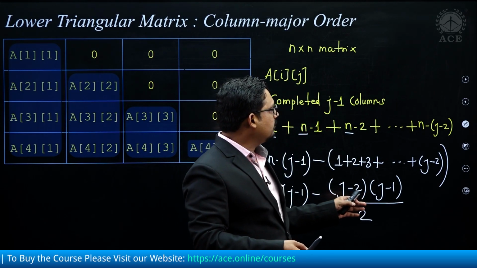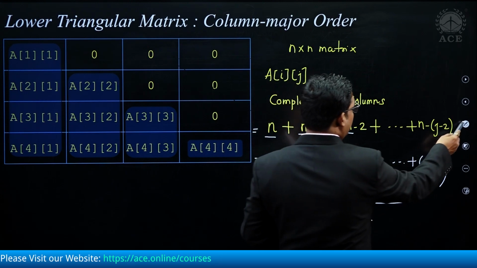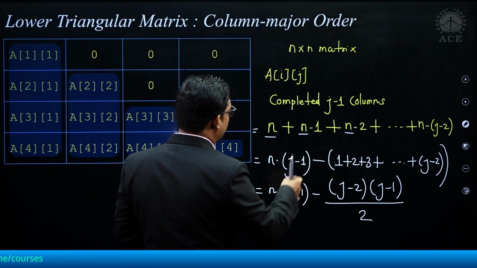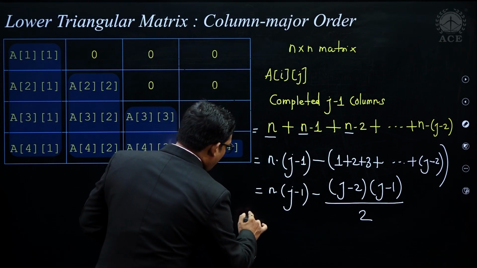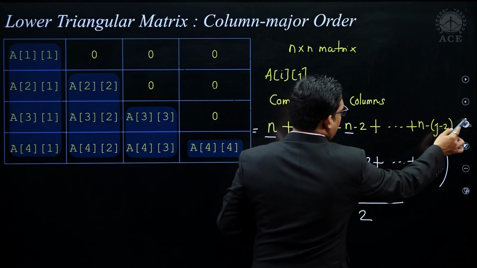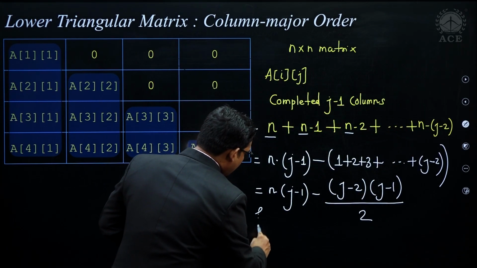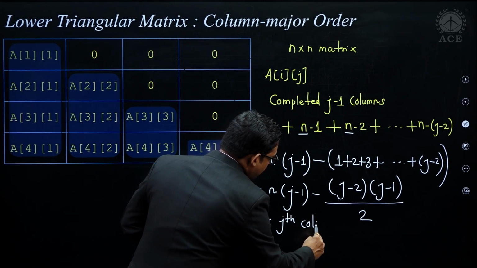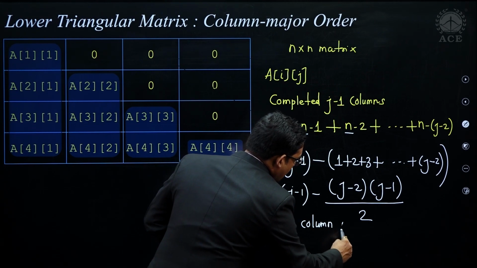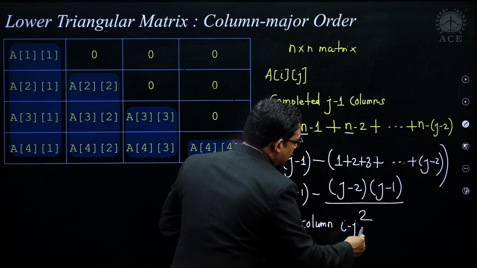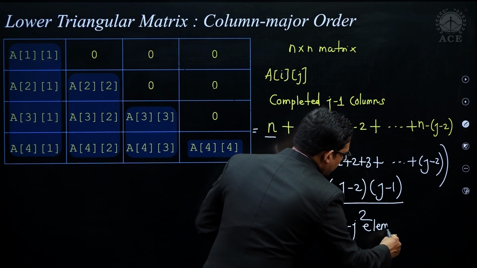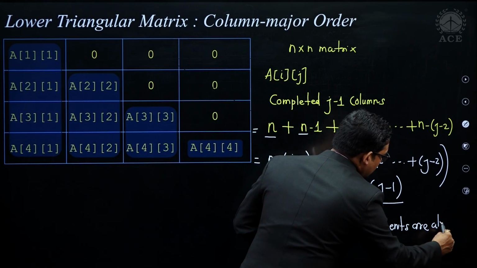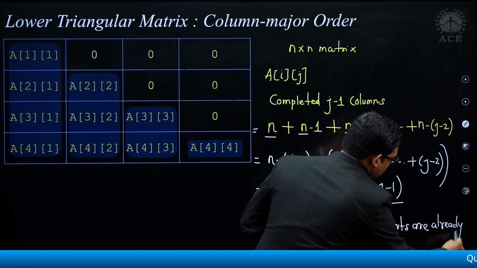So this is about the columns. Then we'll talk about the rows in this case, so the last column we'll talk about. This is up to the j minus 1 column. For the jth column, i minus j elements are already arranged.